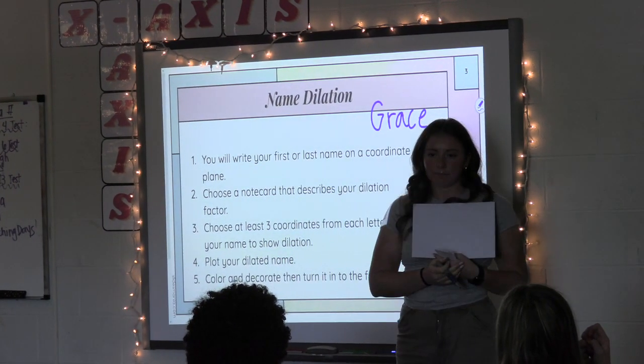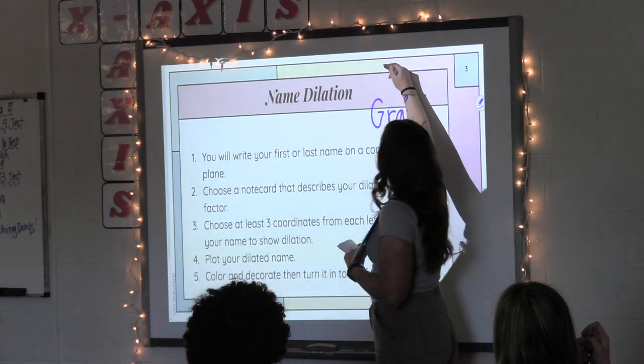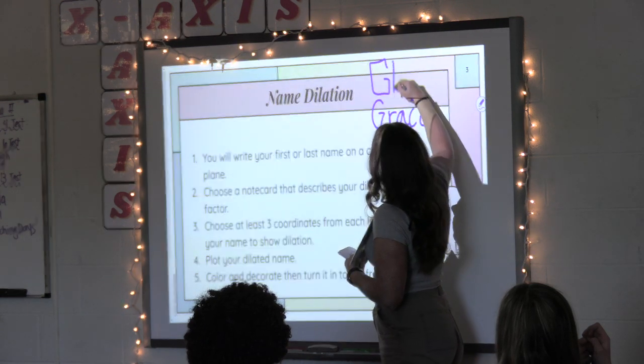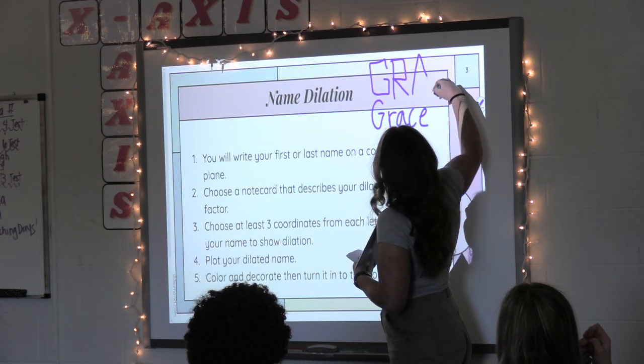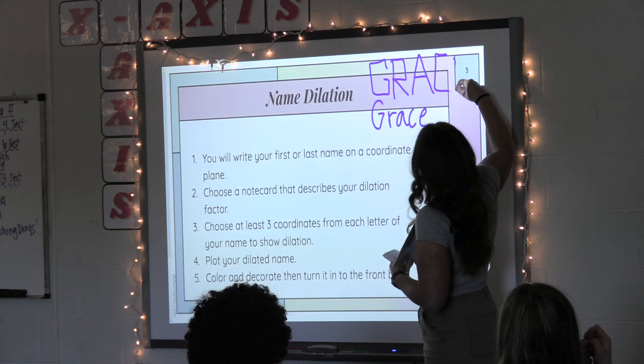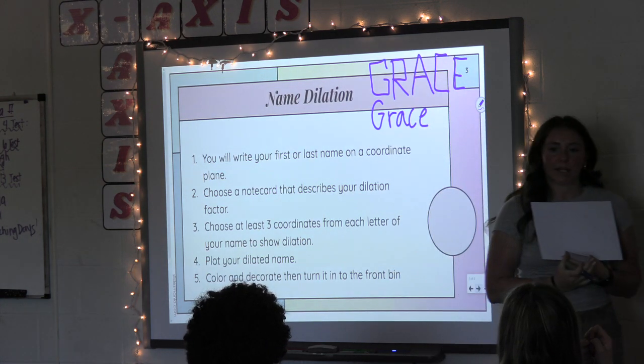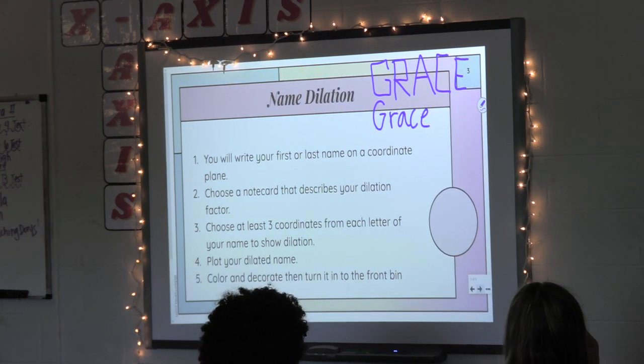see how I have curves? What you're going to see is on my project, I made it all straight lines. So then it looks a little bit nicer on the axes. Okay?